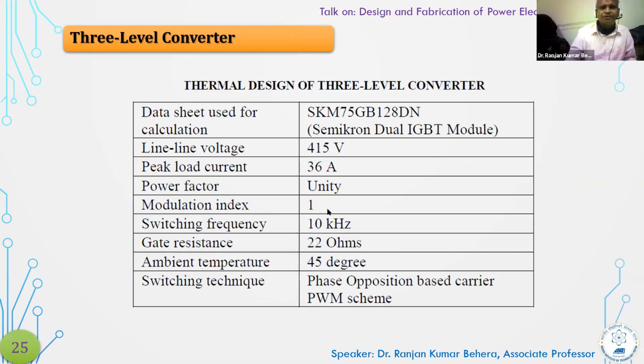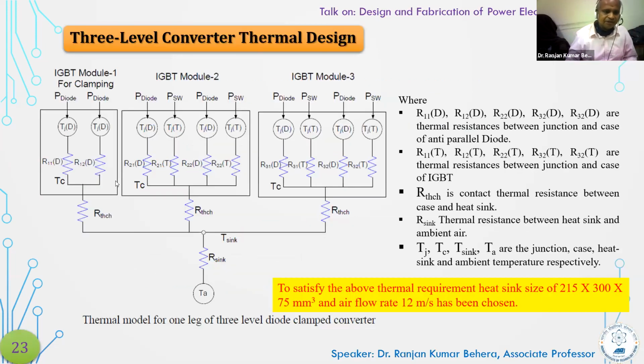So what kind of IGBT did we use? Because we have a 36 ampere peak load, we use that, and then the temperature. Then we do the thermal design. For the thermal design, we took help from the mechanical engineering people. Like you design your electrical circuit, the thermal circuit is also designed in the same way. When we design the thermal circuit, we find out the size of the heat sink. As you can see here, our heat sink size is 215 by 300 by 75 mm cubed. And for the airflow rate, the fan must blow the wind at 12 meters per second.